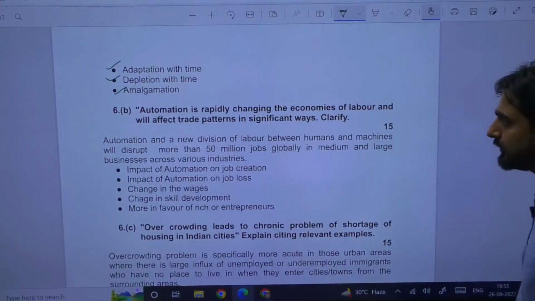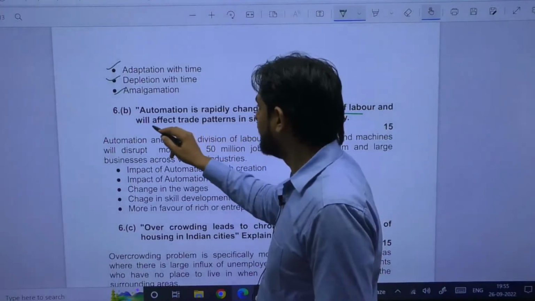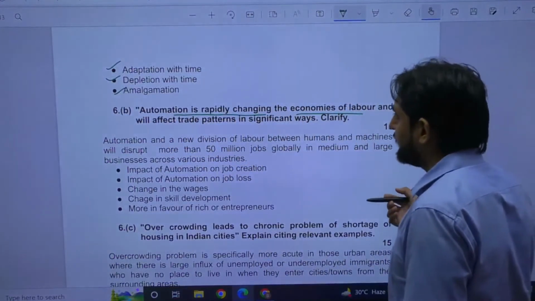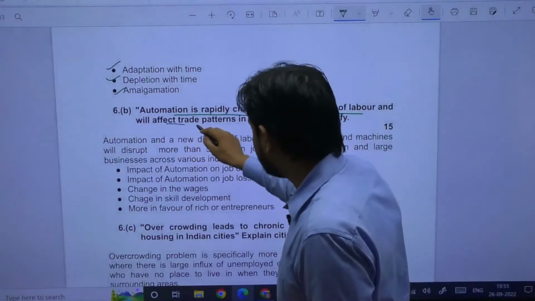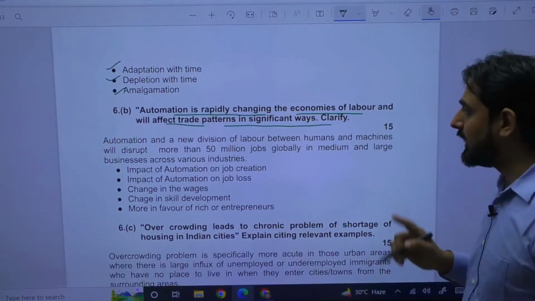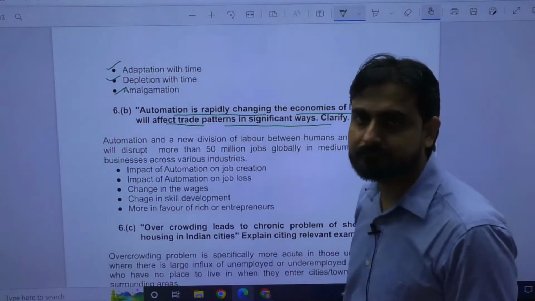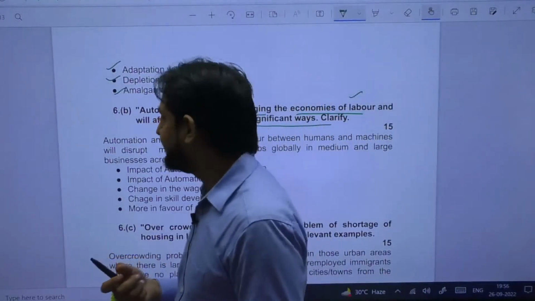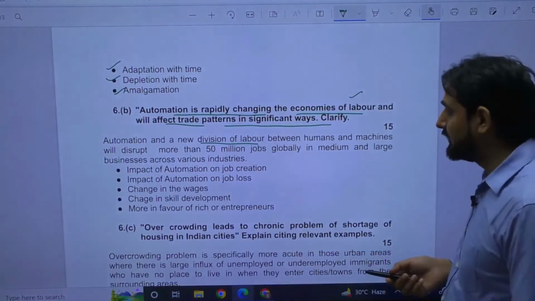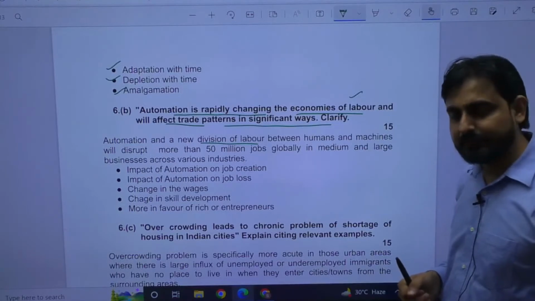Now 6b, automation is rapidly changing the economies of labor and will affect the trade pattern in a significant way. You need to clarify how automation is rapidly changing the economies of labor. So automation is changing in several ways. Automation is causing job loss as well as job creation.